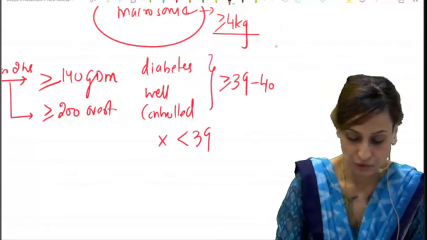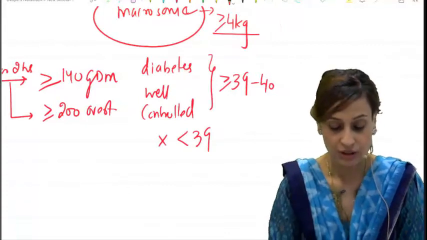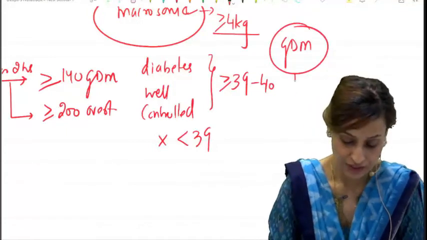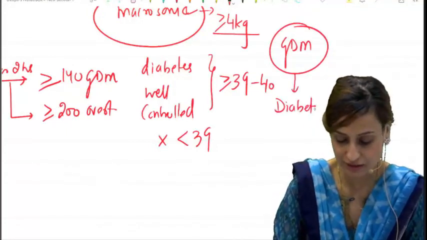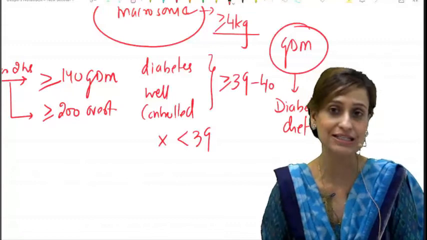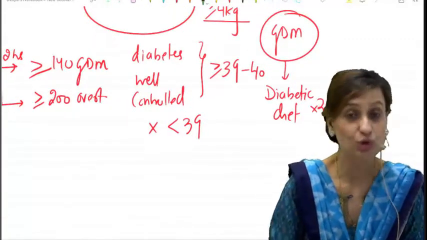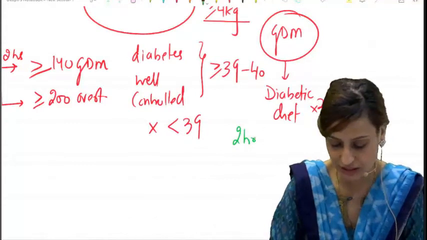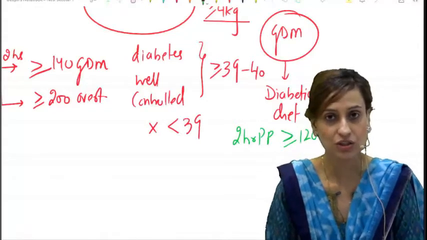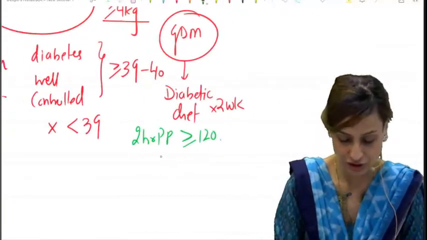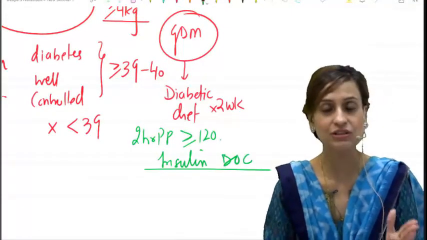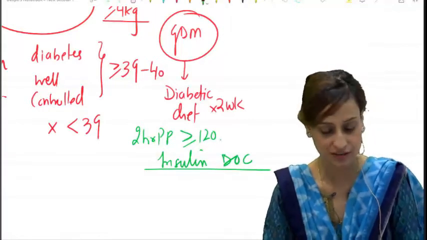Then also, when it comes to diabetes, especially in a woman with GDM, the initial thing that we do for her is a diabetic diet. We put her on a diabetic diet for 2 weeks, and then we decide whether she needs medication or not. So you should know when we would start the medication. If on diabetic diet her 2-hour PP is more than or equal to 120, that's when we start her on medication. And for medication, insulin is generally the drug of choice.